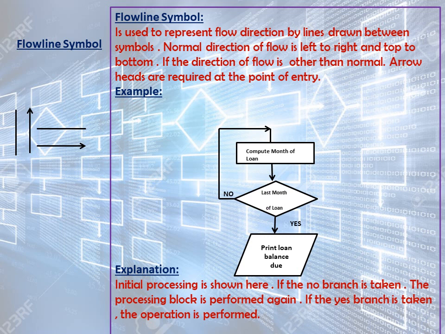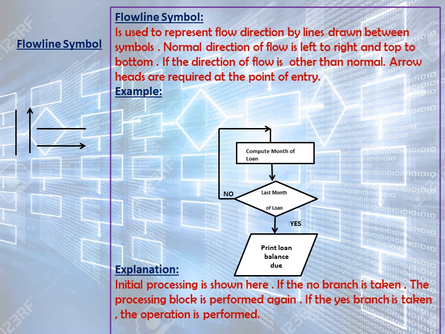If the direction of flow is other than normal, arrowheads are required at the point of entry. So here, see: compute month of the loan, then the down arrow means it will go to the diamond symbol, last month of the loan? Then it will go to the yes. If yes, then it will print loan balance due. If no, again it will move and go to compute month of the loan. So this is the flow line.